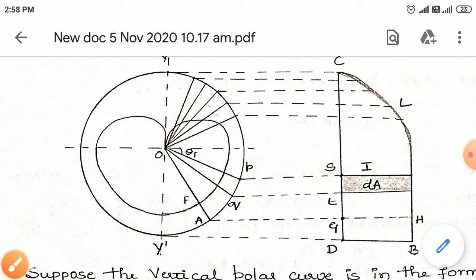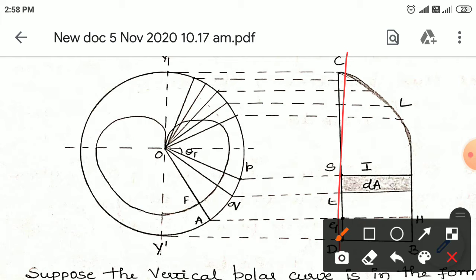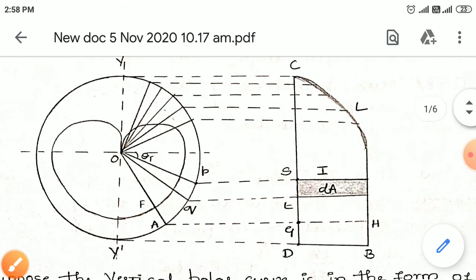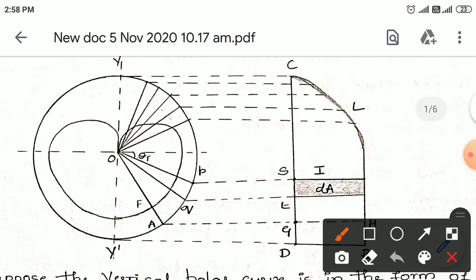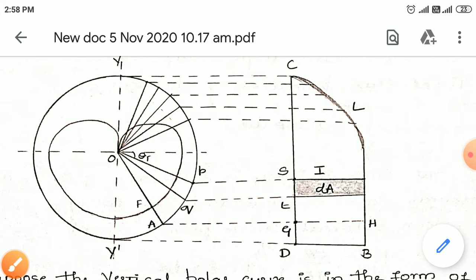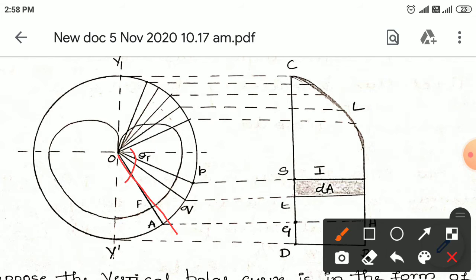Then you draw one parallel line CD here, which is parallel to Y O Y dash. Now draw the line inclined at an angle theta from the point O, and draw OA. That means you draw that line OA, that is Rousseau's criterion.